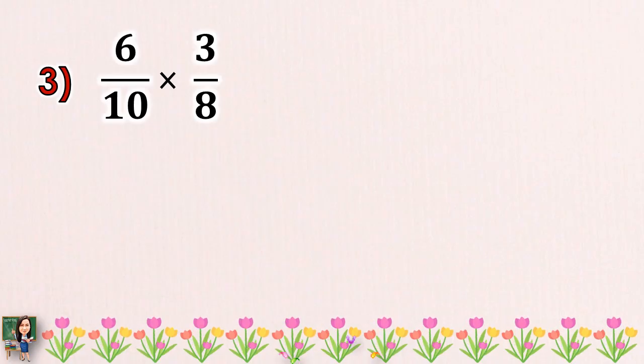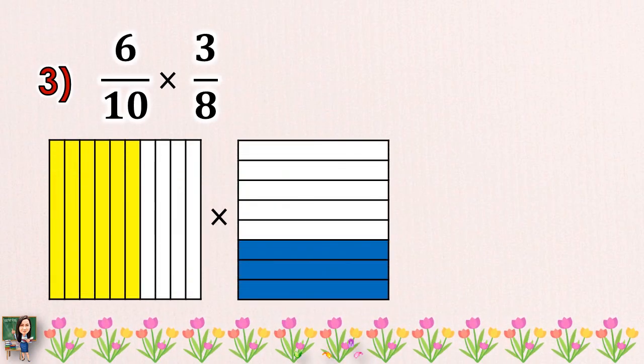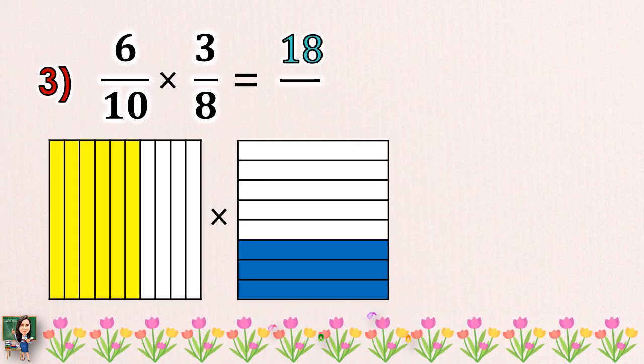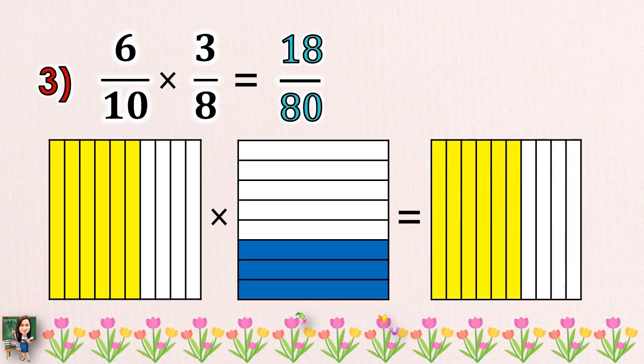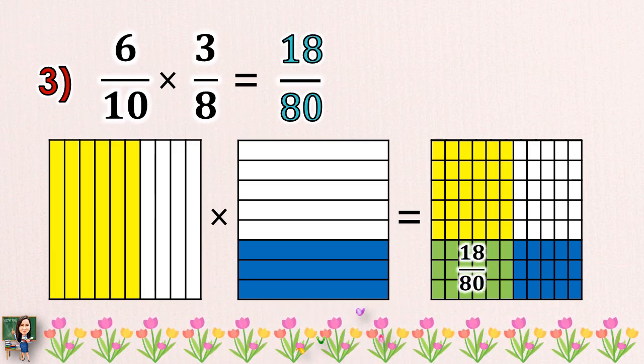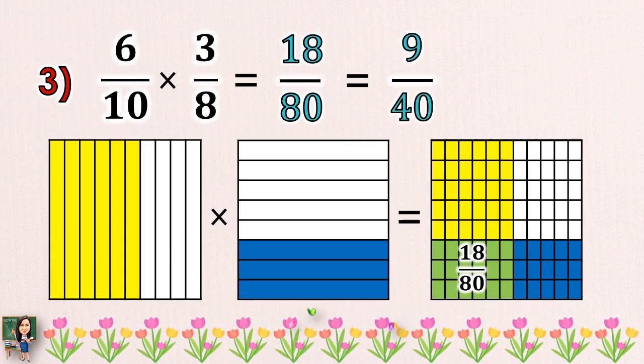Number 3. 6/10 times 3/8. 6 times 3 equals 18. Then 10 times 8 equals 80. Then combine 6/10 and 3/8 to illustrate 18 over 80. The green shaded part is 18 over 80. Then get the lowest term. The lowest term is 9 over 40.